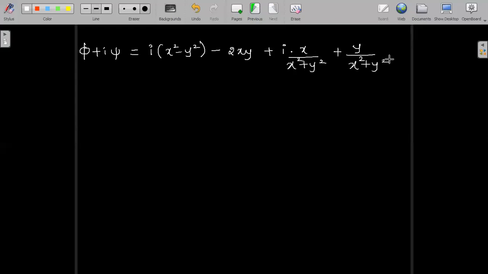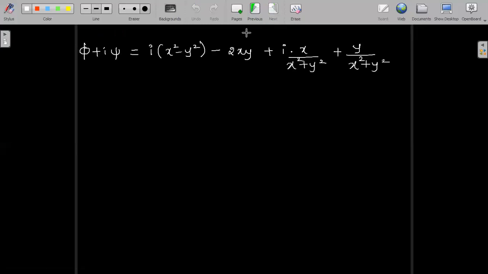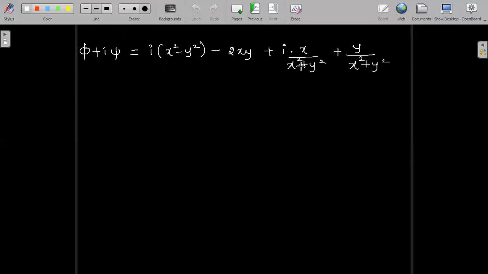While I am multiplying this i inside, I am taking care that i is multiplied with the real term x square minus y square. Then the second term, i into i becomes i square, which is minus 1. So minus 2xy it will be, minus 2xy. Again, i into the real term x by x square plus y square. So i into x by x square plus y square.